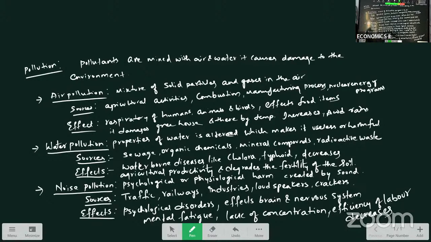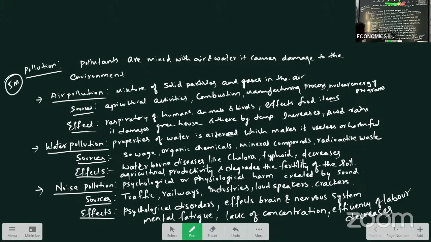So this is pollution and the 3 types of pollution. Your 5 marks question, okay, simple. When a generalized question like this comes, you can answer in your own words also. I have given you the main points you should write. What is pollution? Pollution is the pollutants which are mixed with air and water which cause damage to the environment. What are the 3 types of pollution? Air pollution, water pollution, and noise pollution. First, you explain what is air pollution.